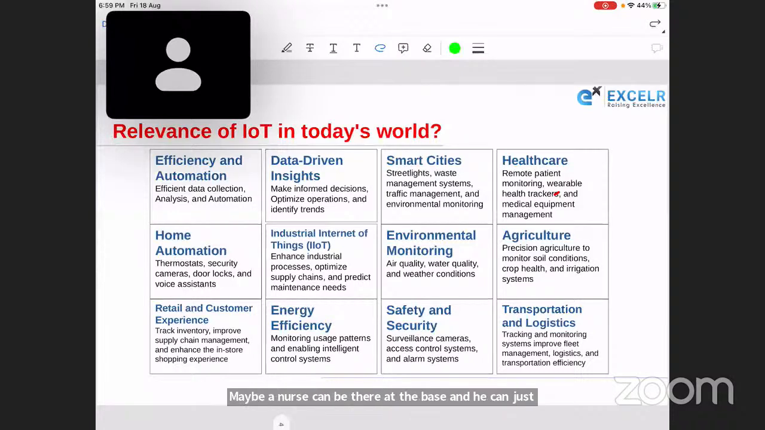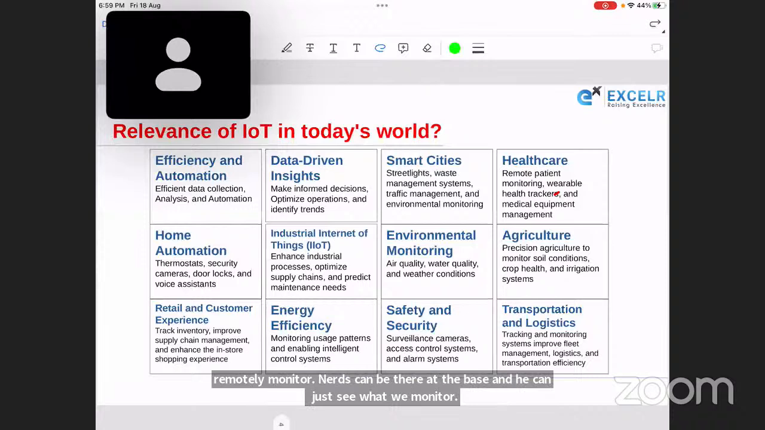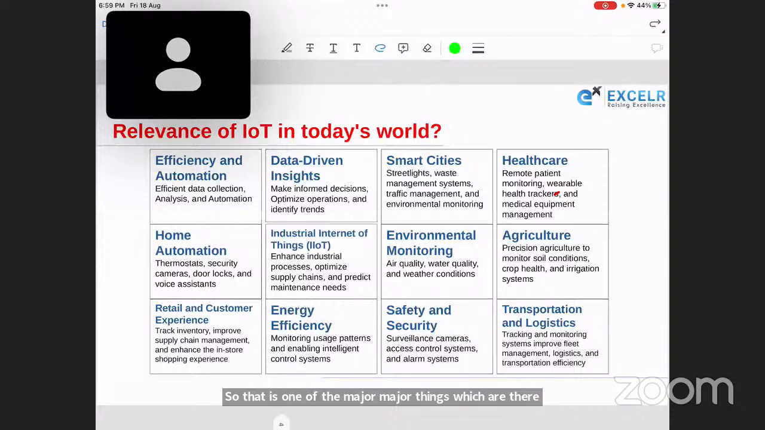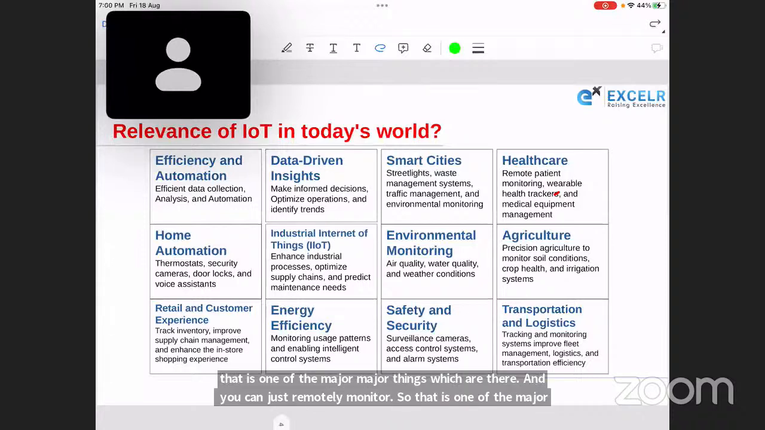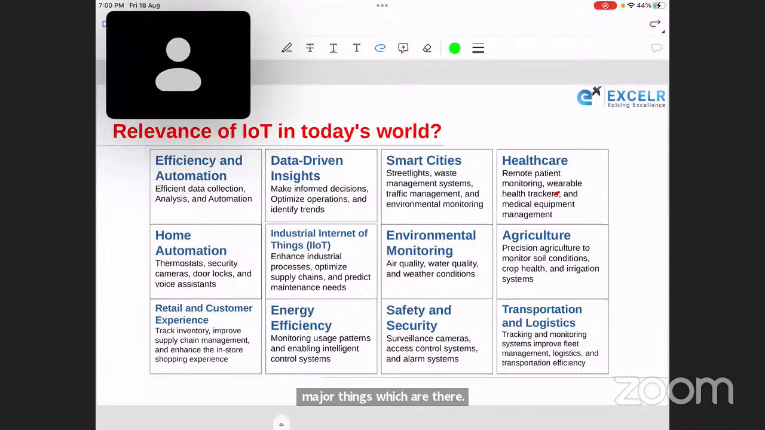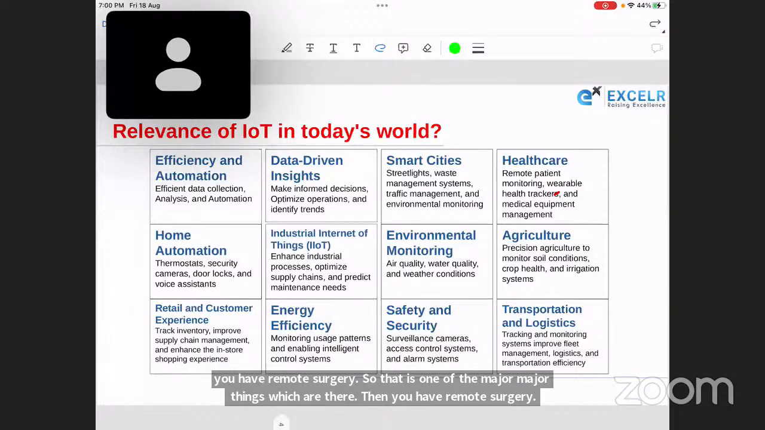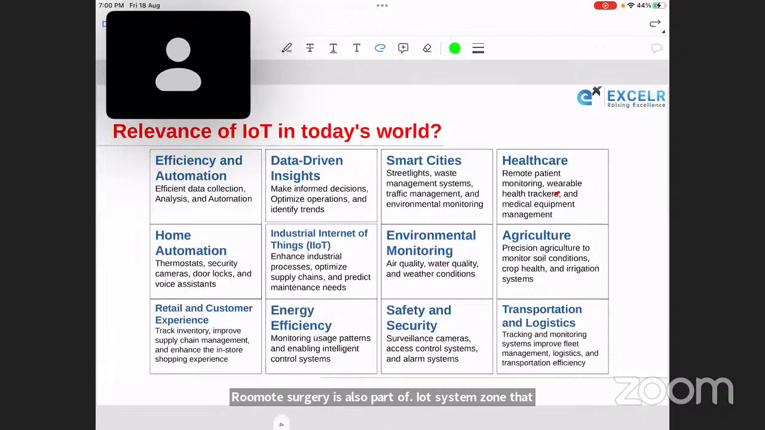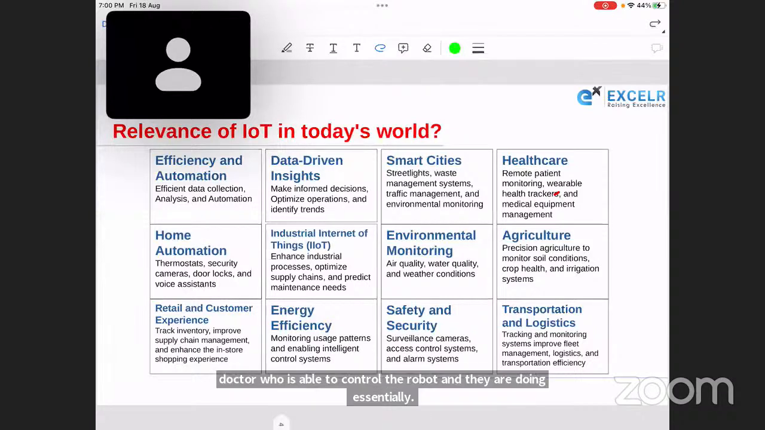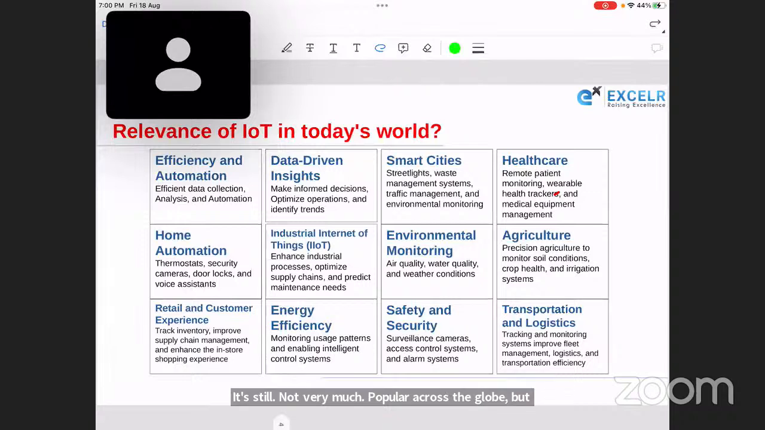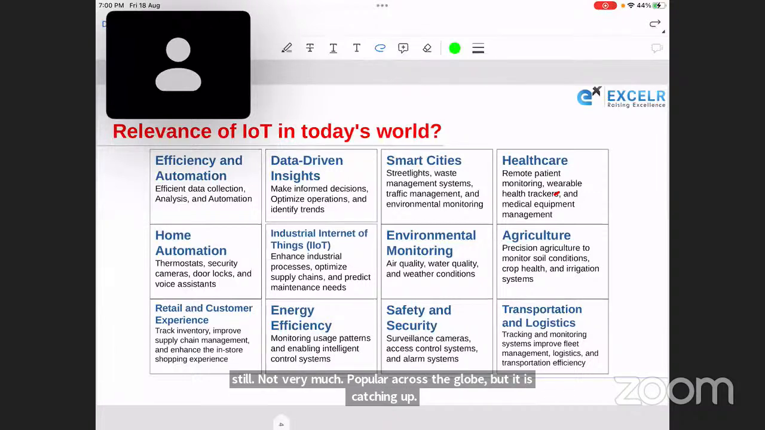Then you have remote surgeries. Remote surgery is also part of IoT systems. On the other side we have a robot, and on this side we have a doctor who is able to control the robot, and they are doing surgery. It's still not very popular across the globe, but it is catching up. People are going into that. Health tracker is one of the things. Medical equipment management is there. That is also a very important part.